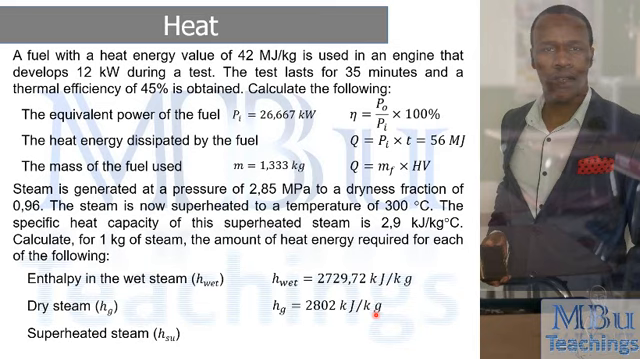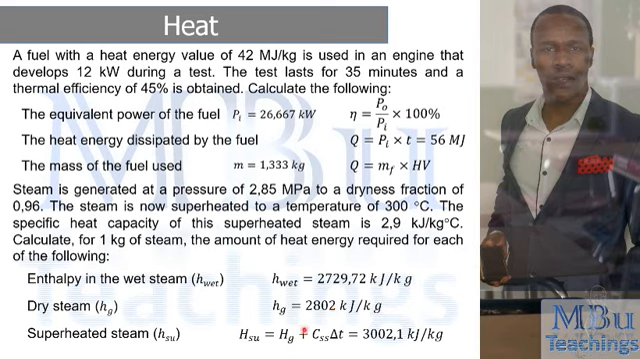Then they want the superheated steam. Now we do have this very beautiful formula for superheated steam. It says Hg, which you got from there. Then you will use the specific heat capacity of steam, which is this one, times the change in temperature.